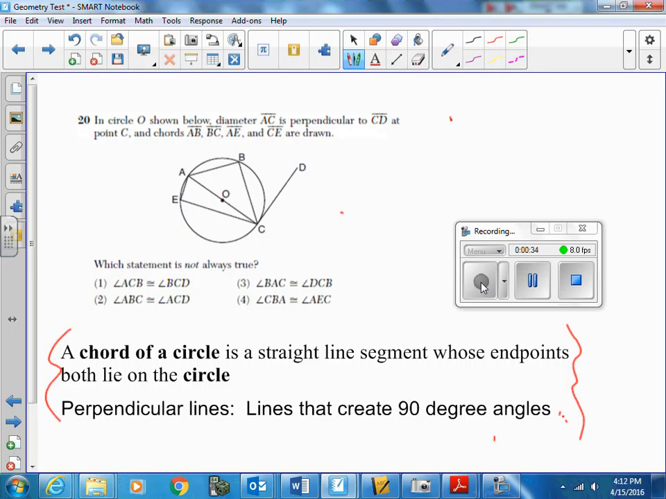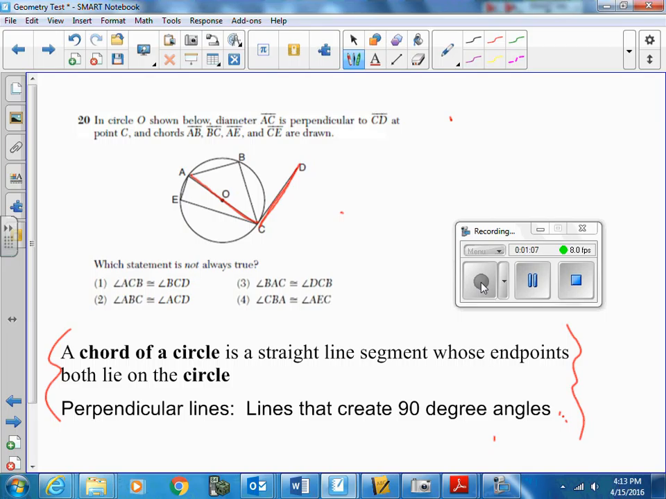All right, so it says in circle O, shown below, diameter AC. I didn't even have you write down what diameter is, but hopefully you remember that that's AC, that's this line right here, is perpendicular to CD. So that means that these two lines are perpendicular to one another, which means that they create 90-degree angles or right angles at point C. And chords AB, BC, AE, and CE are drawn.